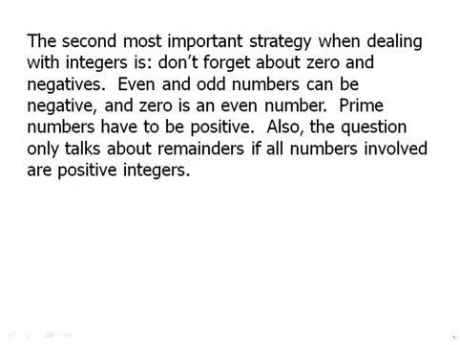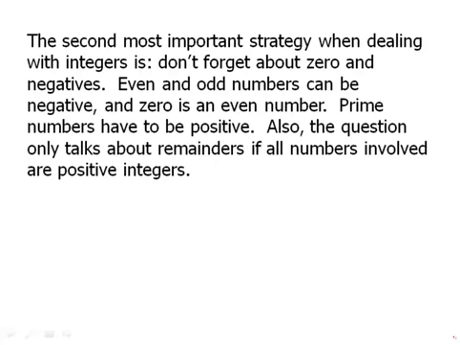The second most important strategy when dealing with integers is don't forget about zeros and negatives. People sometimes just get positive happy. They hear the word number and they think, oh, number has to be 1, 2, 3, 4, 5, numbers like that. They forget about negatives, they forget about zero, fractions, decimals, etc. You always have to think about all possible categories of numbers. So even if you're told it's an integer, it could be zero, it could be negative. Even and odd numbers can certainly be negative, and zero is an even number.